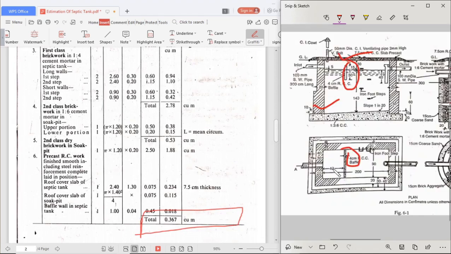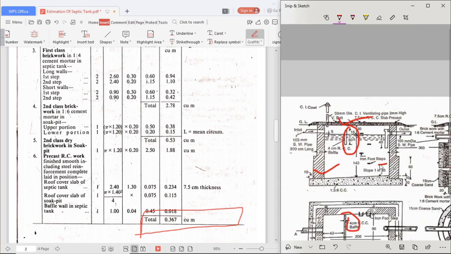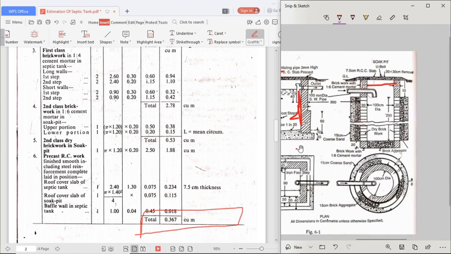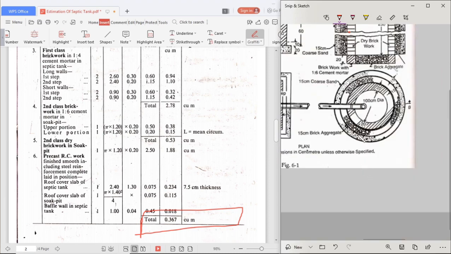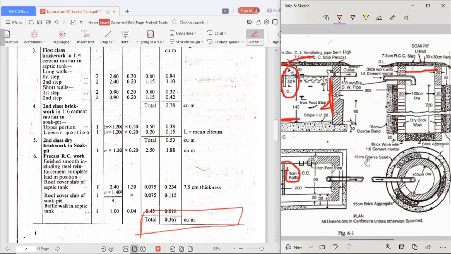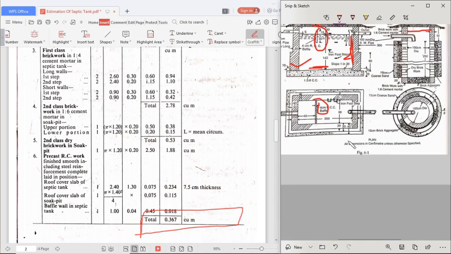Then what is remaining? See the figure. The cement plastering is remaining for the wall, and cement plastering is remaining for the floor. Then in the soak pit, the 50 size brickwork is remaining, and coarse sand is remaining. Then what is remaining? Iron footsteps, then the SW pipe outlet. We'll discuss in the next class.